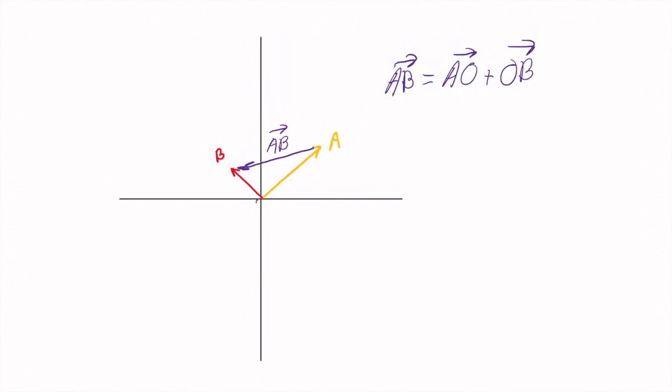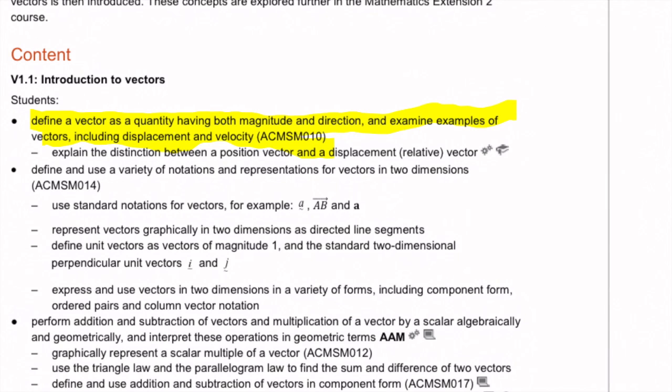This brings us to the end of the lesson. What we've been able to do in this lesson is define a vector and look at position and displacement vectors. In the next lesson, we will begin the second dot point, and we will look at the different notations of vectors. Thank you for watching, and see you soon.